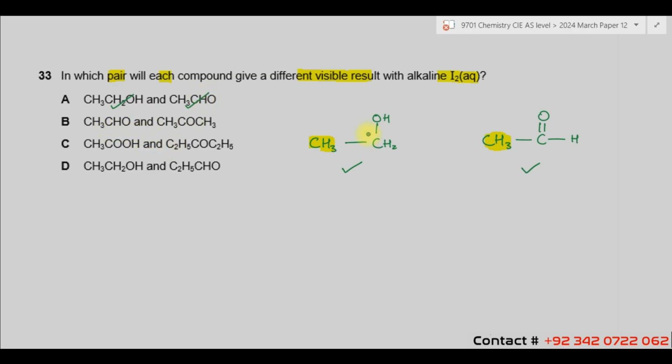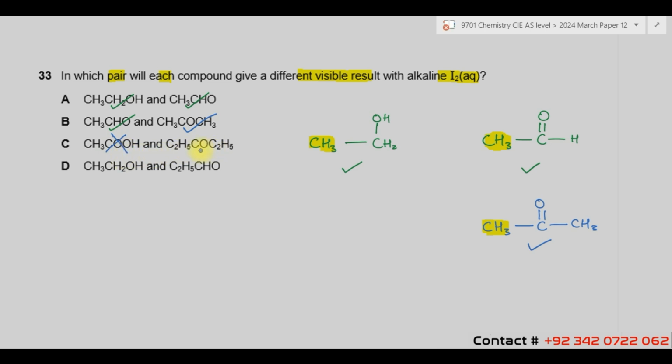Second part, CH3CHO, it is this one, it gives positive result. Then CH3COCH3. So CH3 C double bond O CH3. Again we can see that CH3 is directly attached to C double bond O, so it will give positive result. Then we have CH3COOH. Carboxylic acid, it does not give positive result with alkaline aqueous iodine.